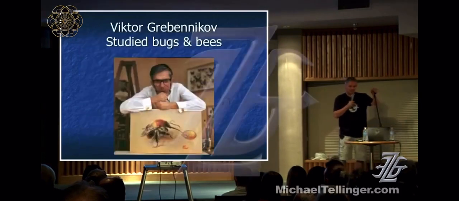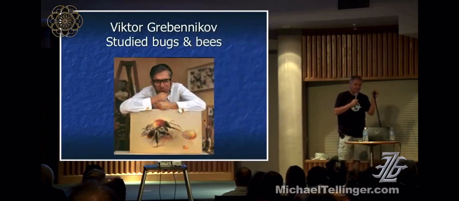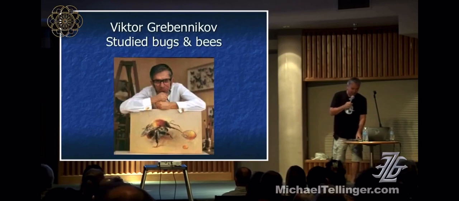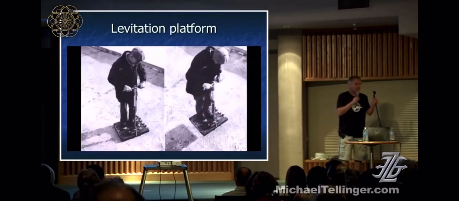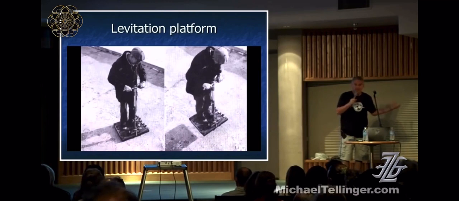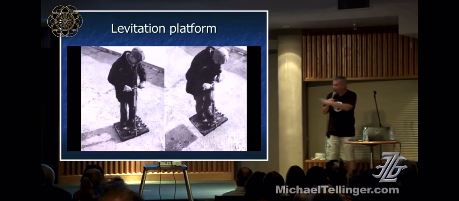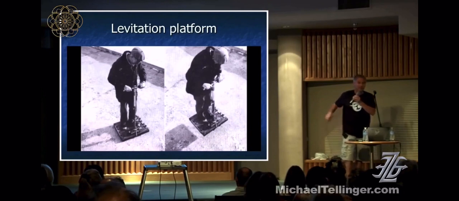Viktor Grebennikov became famous, I think it was in the 50s, when he studied the wings of bugs and bees, and he was fascinated by it, and then he built what became a very famous levitation platform, and he was seen flying this thing faster than the speed of sound on one of those, right? And people think this is crazy. And what was it made of? It was made of bugs' wings.